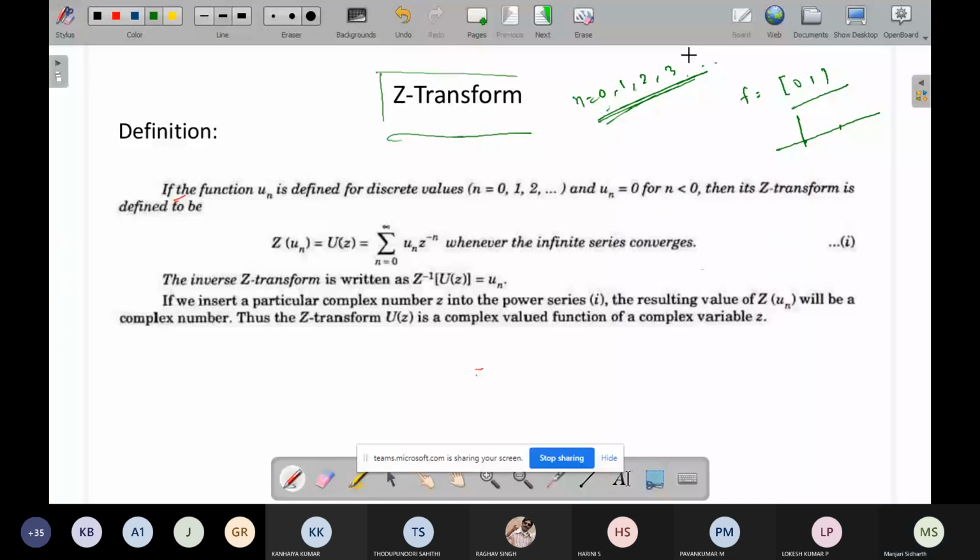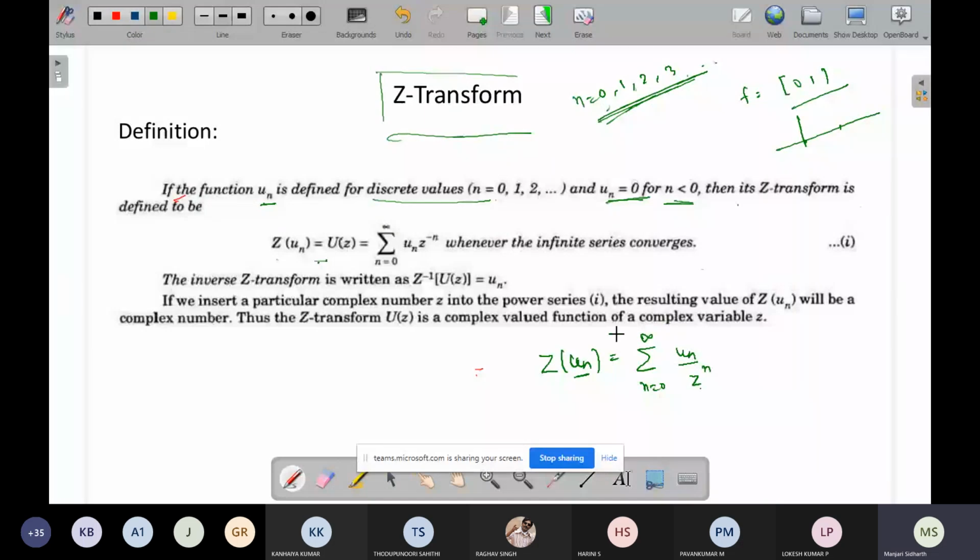Now, if the function u_n, basically a sequence, is defined for discrete values n equals 0, 1, 2 and so on, and u_n is 0 for negative n. If you take a negative value of n, u_n is 0. Then its Z transform is defined as: Z transform of the sequence u_n is the summation n equals 0 to infinity of u_n times z to the power n.